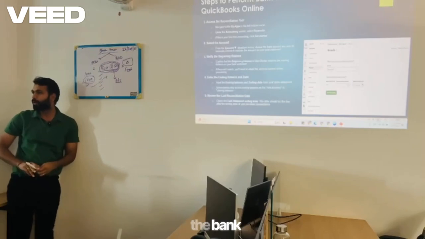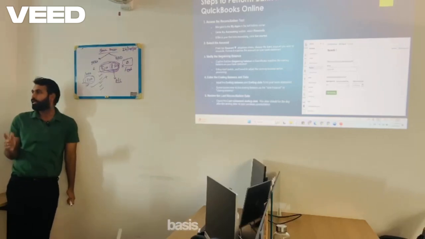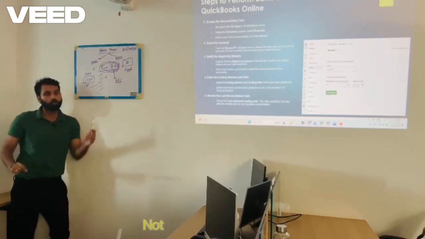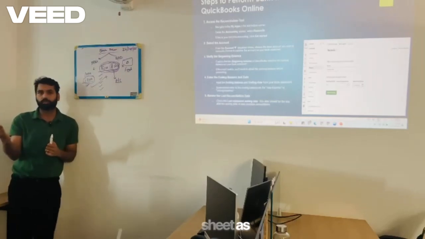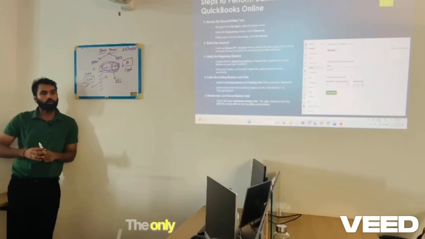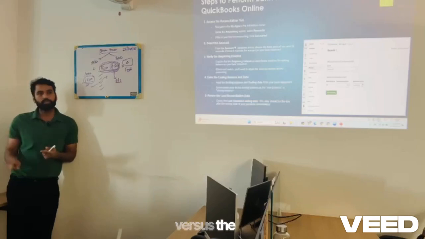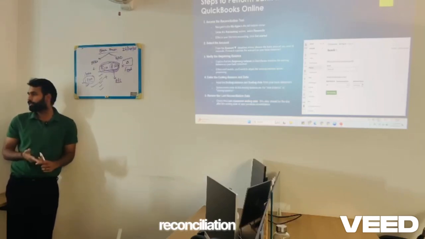Technically, while we are doing the bank reconciliation on cash basis, 99% of the time when we do the books on cash basis, your bank balance should match what you have in the balance sheet. Not only in the bank reconciliation, but what you see on the face of the balance sheet as well, because it is important. The only time that you will have a difference between the bank statement and the balance sheet balance of the bank is because of those reconciliation items.